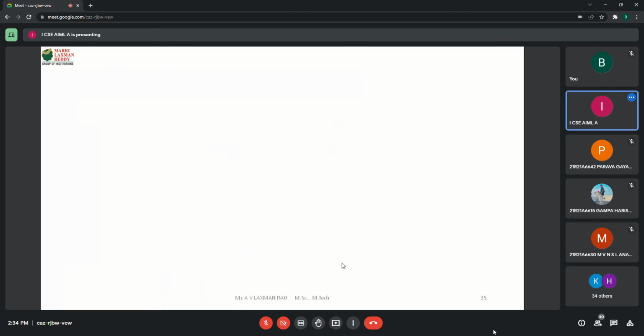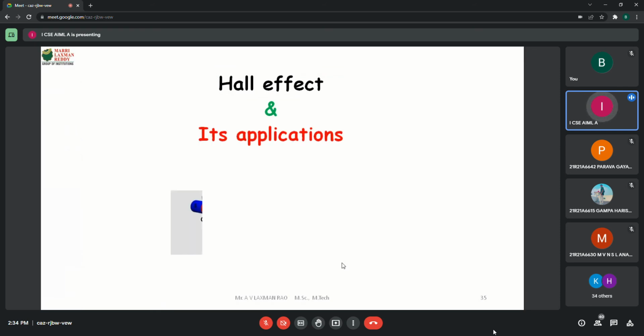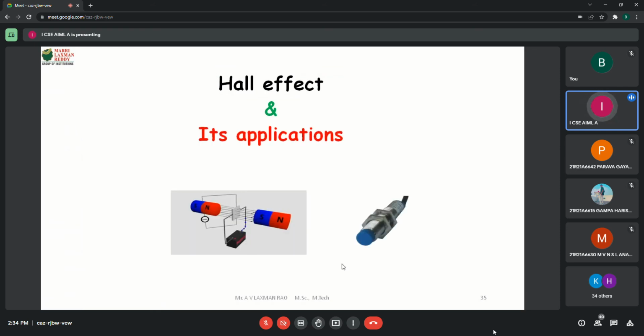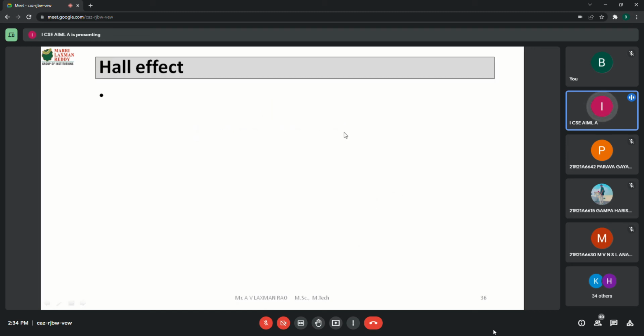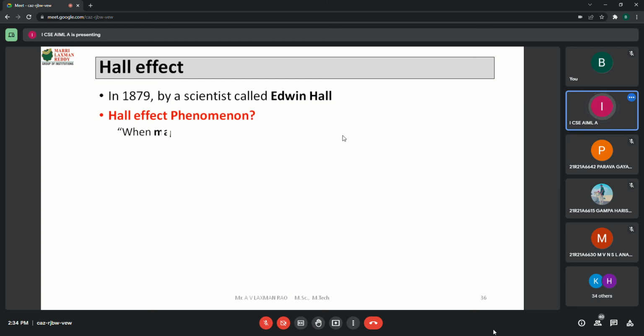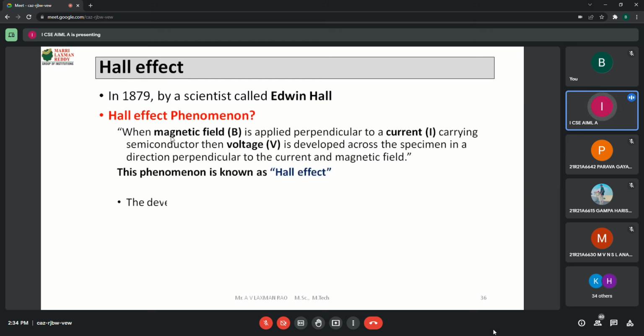So that is about the direct and indirect band gap semiconductors. Next, Hall effect, the most frequently asked question in the final exam as well as in the mid examinations. Hall effect. What should be written as the answer for the given question? First, you need to write the statement of Hall effect. What is Hall effect? What is the Hall phenomenon?